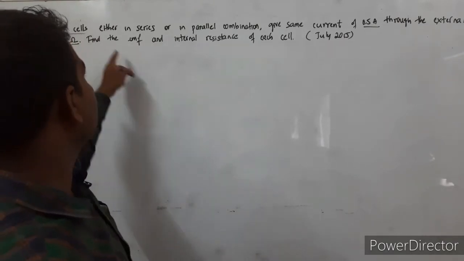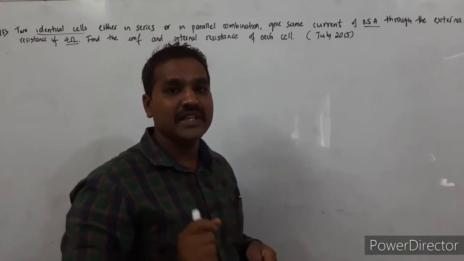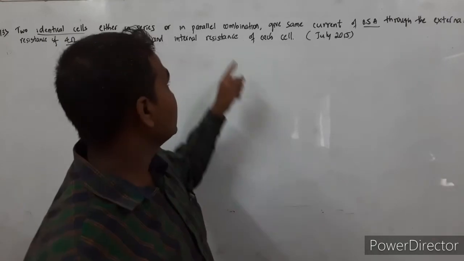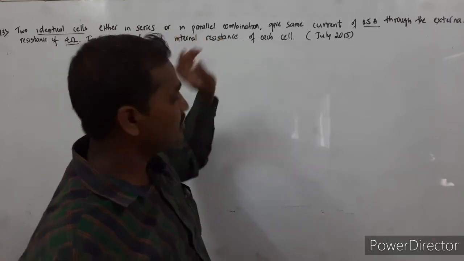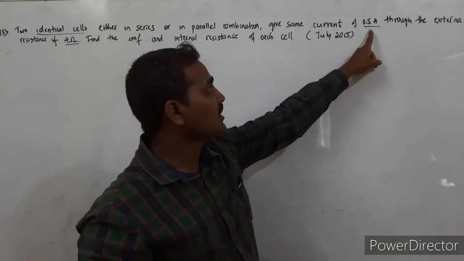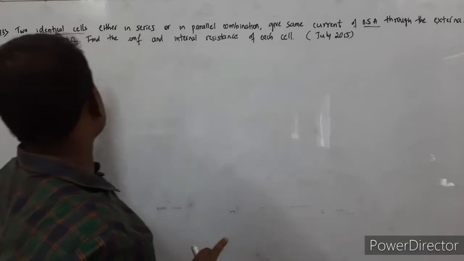See here, they have given two identical cells. Identical cells means they have the same EMF as well as the same internal resistance. When they are connected in series or in parallel combination, in both cases the current flowing through the circuit is 0.5 ampere through the external resistance.